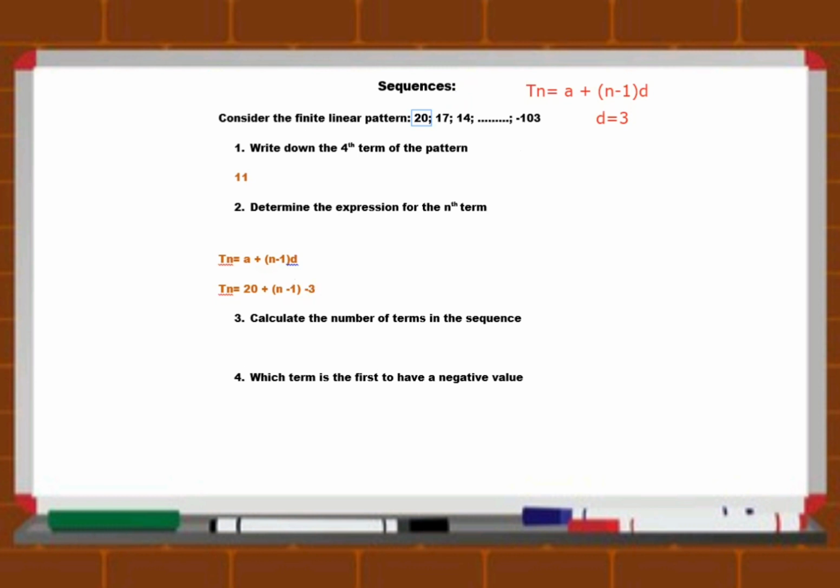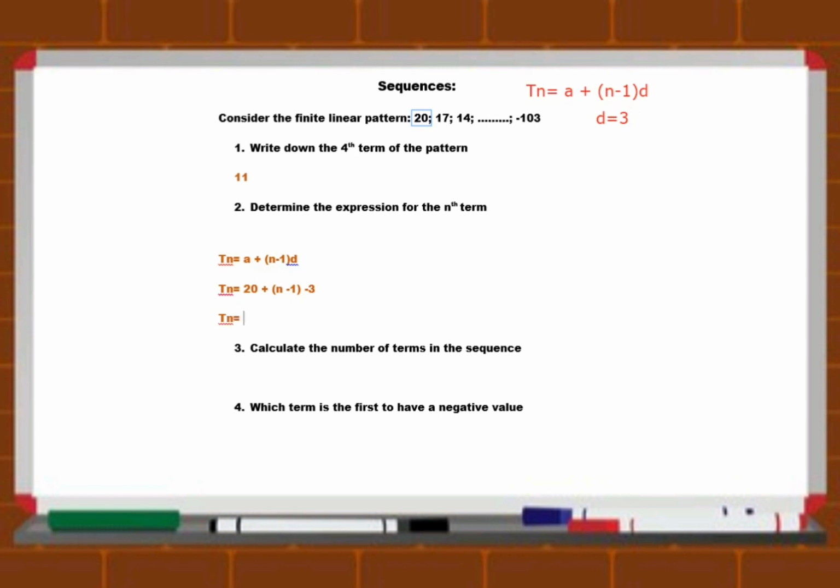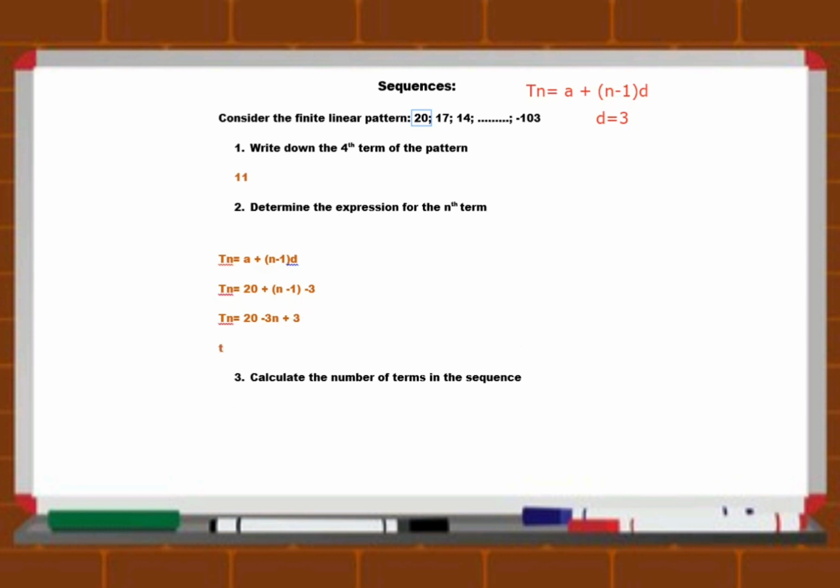And then you're going to say it is equal to 20. What is negative 3 times positive n? It's negative 3n. Negative times negative is positive, so 3 times 1 is 3. And then Tn is equal to, what is 20 plus 3? It's 23 minus 3n. That's your final answer.